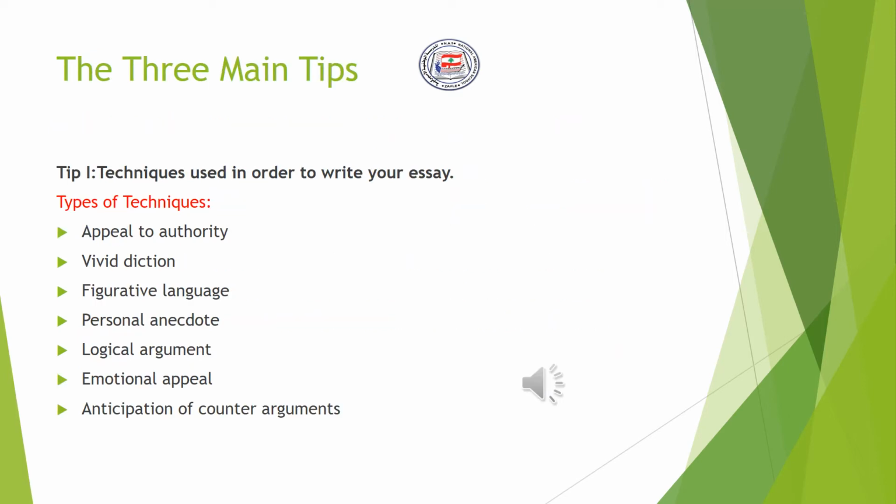As you read the given SAT essay, you have to take into consideration the three main tips that will help you in developing your own essay. The first tip is techniques used in order to write your essay. But what are these types of techniques? The techniques are appeal to authority, vivid diction, figurative language, personal anecdote, logical argument, emotional appeal, and anticipation of counter-arguments.